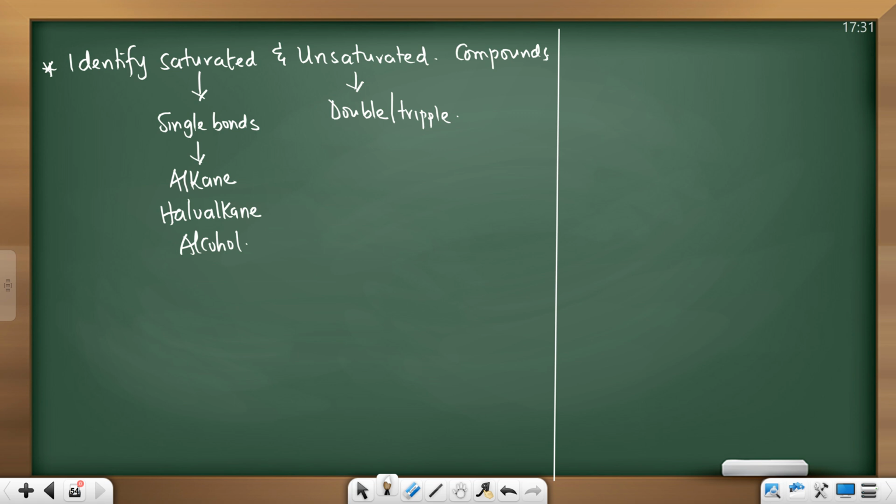For double or triple, where do we see those that we're going to need? Your alkene, your alkyne, and the one that we are going to need again would be your esters. But I would not want to put it there. Let's just remove it. Okay. Taking you gradually. Once you know how to identify, we're good.